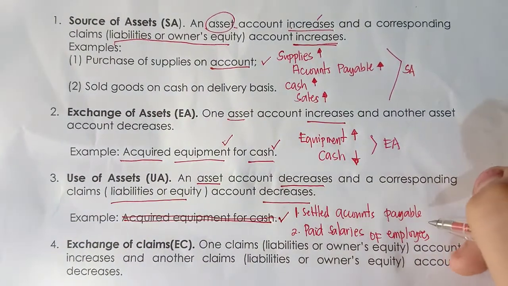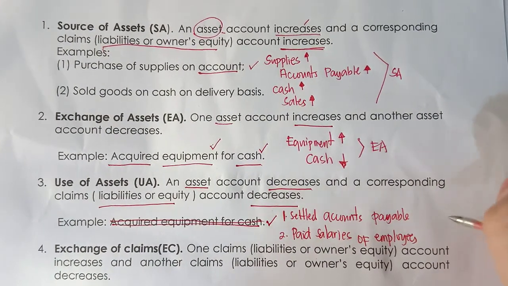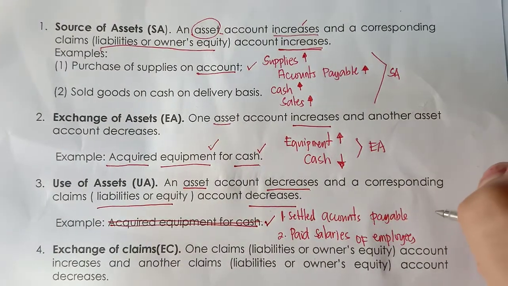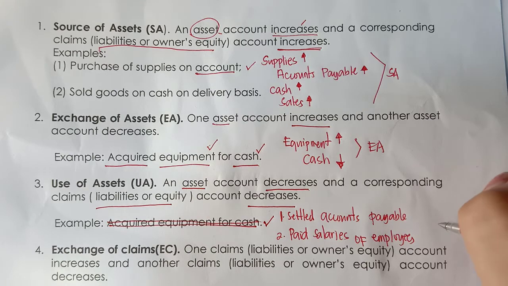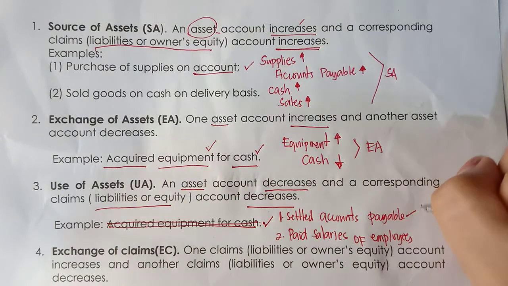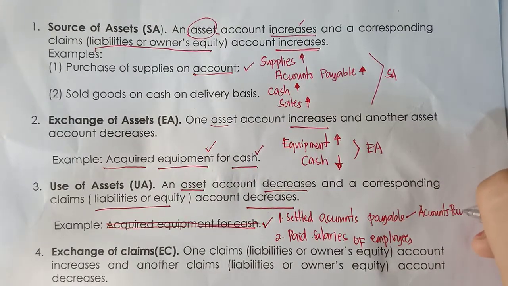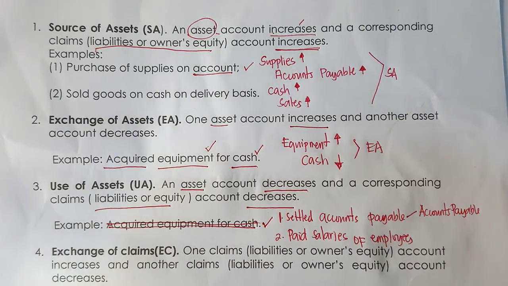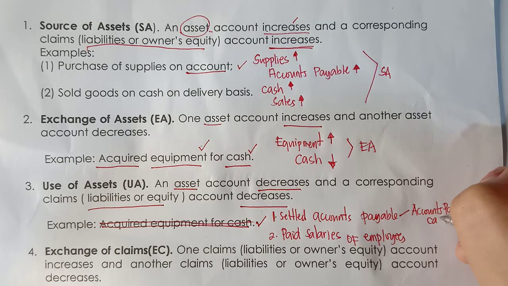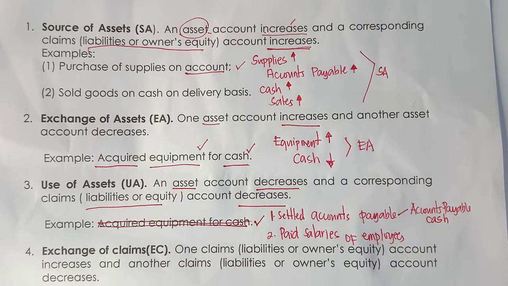In this first example, this transaction means settled accounts payable. So when we say settled accounts payable, binayaran ang utang. That is why we have to debit what? Accounts payable. Because nakuhaan na yung utang kasi binayaran. And credit what? Anong ginamit pagbayad? Cash.